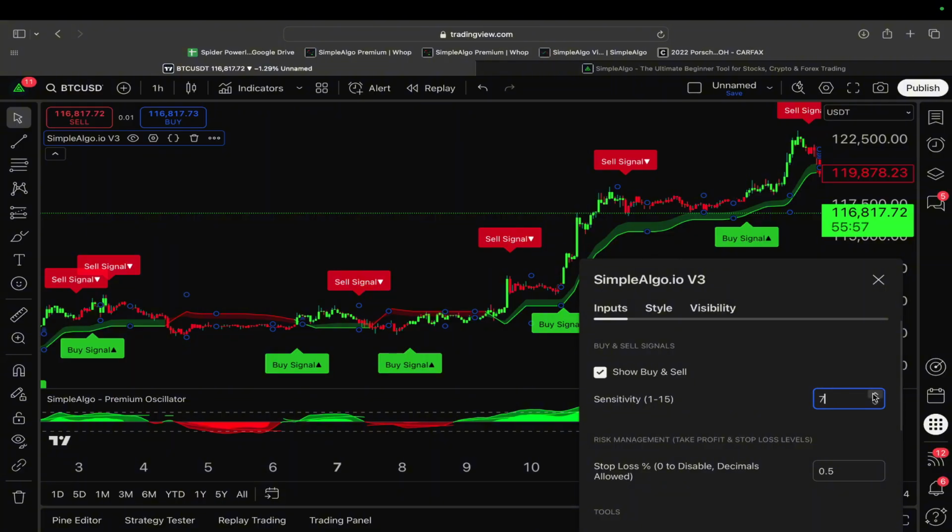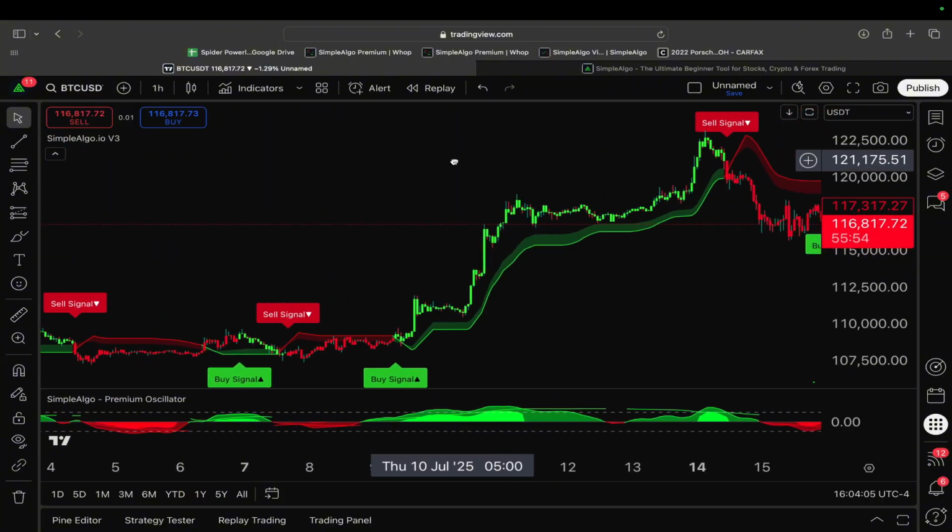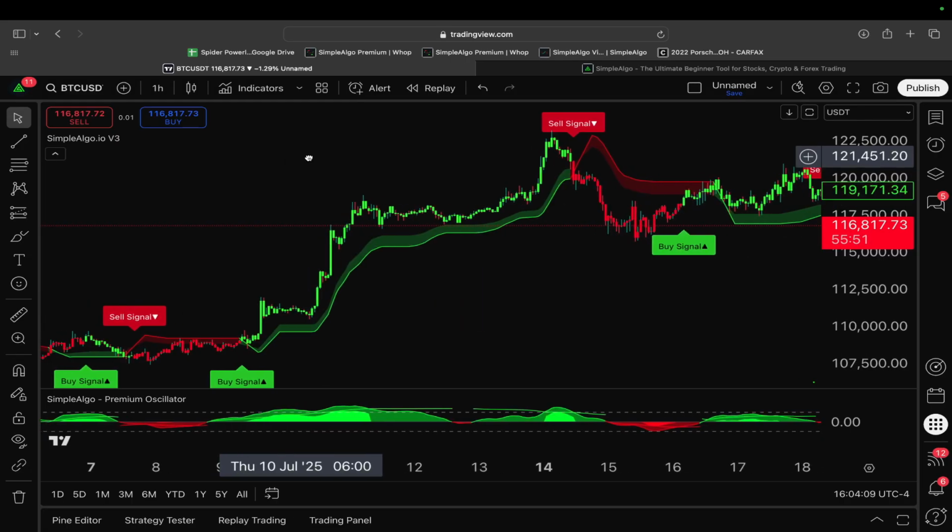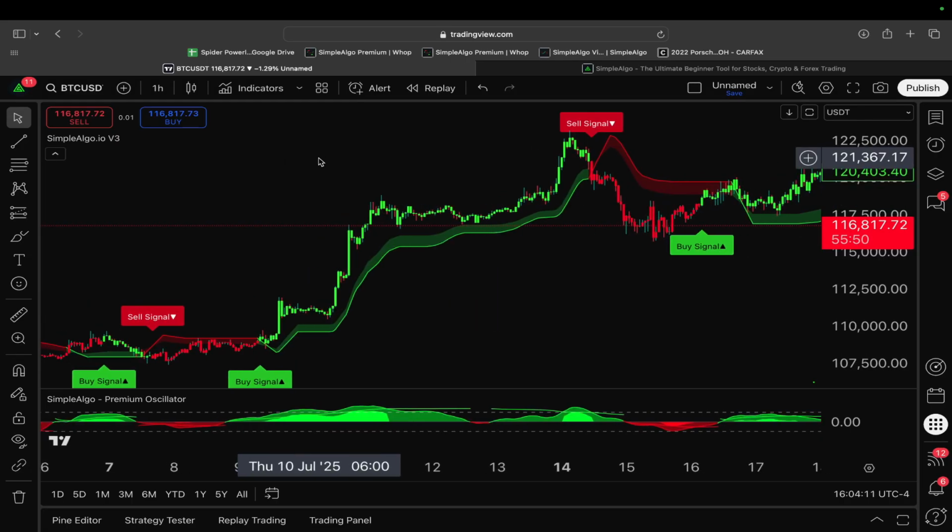And if you increase the sensitivity, you'll have fewer signals, but they'll be more accurate. So if you're a high frequency trader, I recommend trading on a lower sensitivity. And if you're more of a swing trader or you like your trades to last a bit longer, then I would trade on a higher sensitivity.